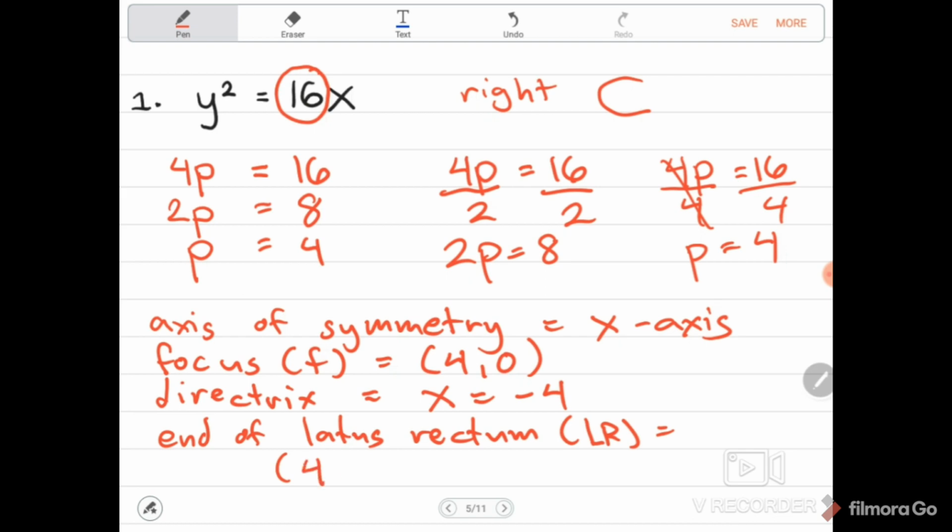Then 2P, that is dalawa positive and negative, no? So, 4 and 8 kapag positive 2. Then the other one is 4 and negative 8. Okay? So, yan. Tapos na. Axis of symmetry, x-axis, focus 4 and 0. Directrix is x is equal to negative 4. End of Latus rectum, or the LR, is 4 and 8 and 4 and negative 8.